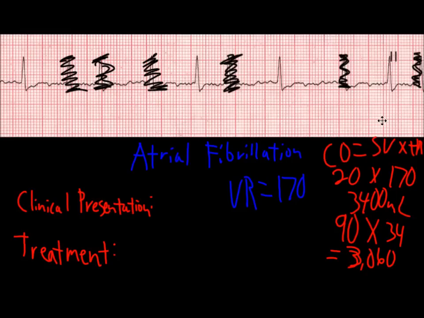So, some causes of atrial fibrillation. Again, it's one of the most common dysrhythmias for patients 60 years or older, but valvular heart disease would be one, and I'm actually going to write these down for you just so you can see.